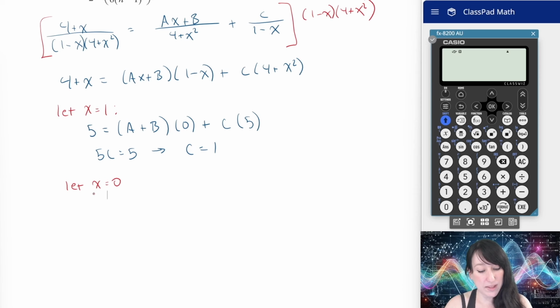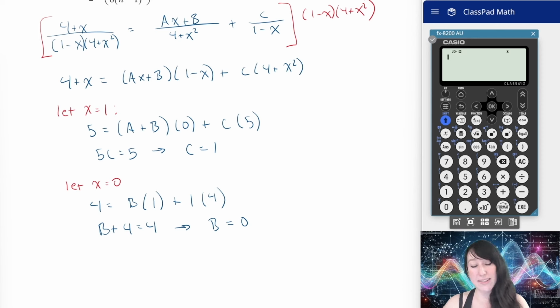If x equals 0, the left-hand side is just 4. The right-hand side, a times 0 will be 0, so we'll just have b times 1 minus x, which is just 1, plus c, which we found out was 1, times 4 plus 0, which is 4. So we get b plus 4 equals 4, which tells us b is 0.